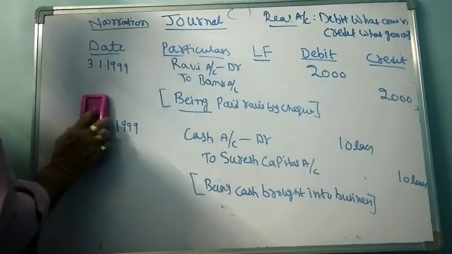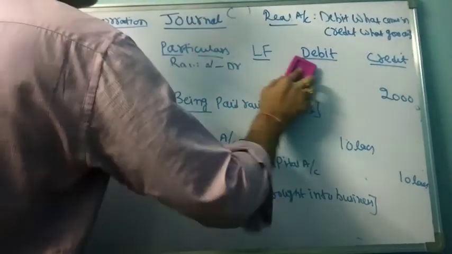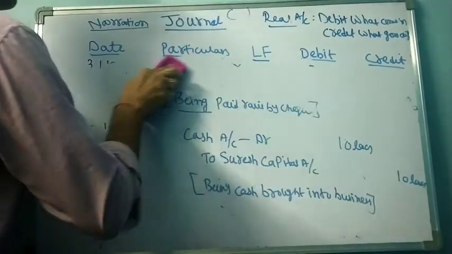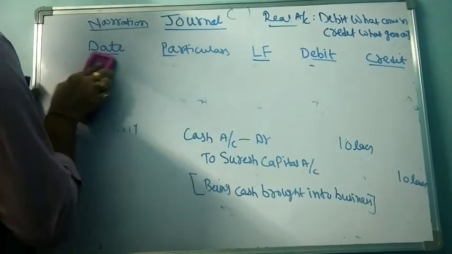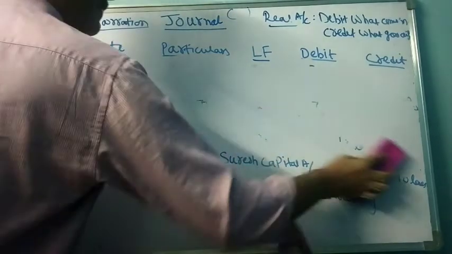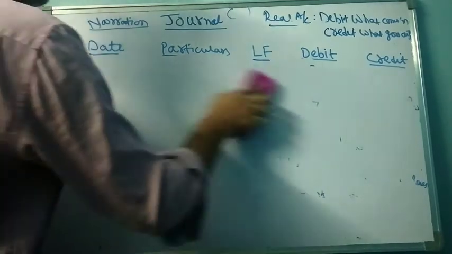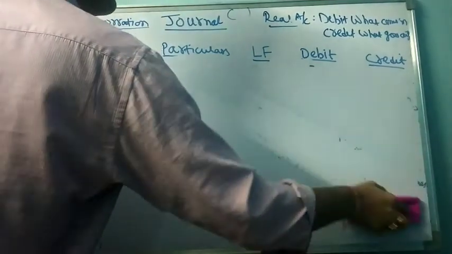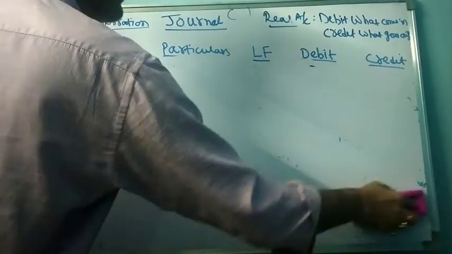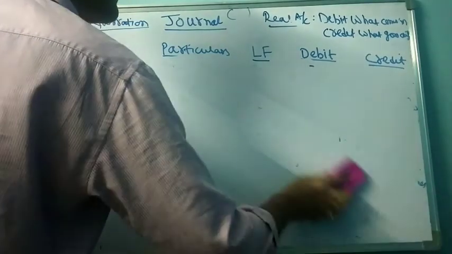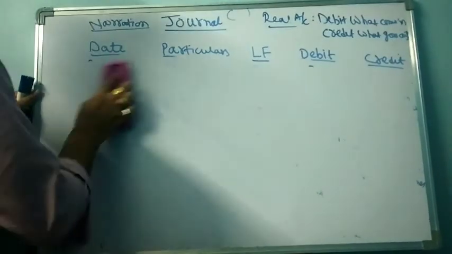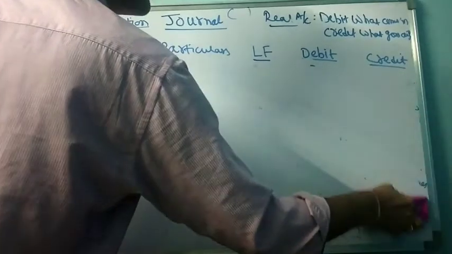Now, some more transactions come across. Till now we came across only transactions related to personal account and real account. Let us see some transactions which are related to nominal account also.